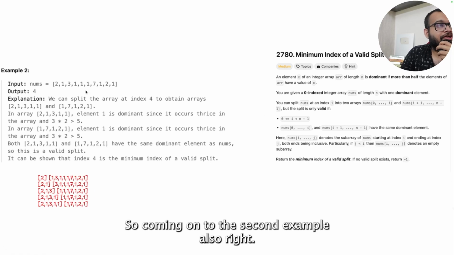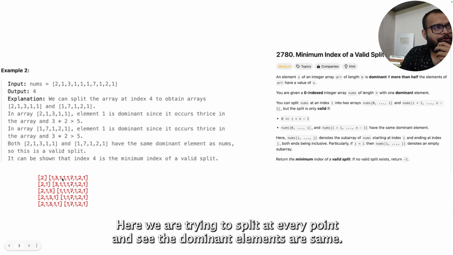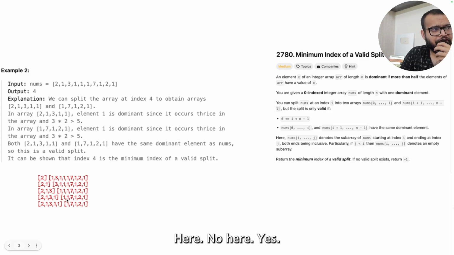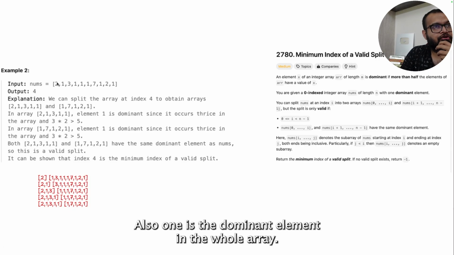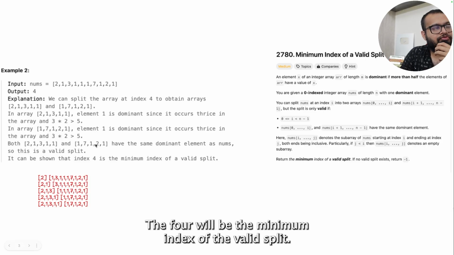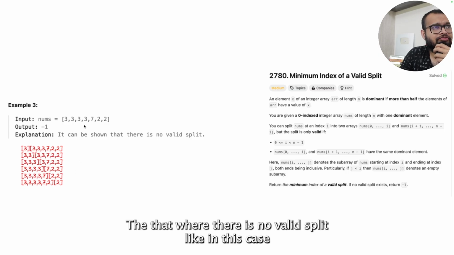So coming on to the second example also, right, we will try to split at every point. Okay, here we are trying to split at every point and see if the dominant elements are same, no, here the dominant elements are same, no, here no, here yes. In this case 1 is the dominant element, on the left hand side also 1 is the dominant element, in the whole array 1 was the dominant element. So the minimum index will be 0 1 2 3 4, the 4 will be the minimum index of the valid split. Got it?